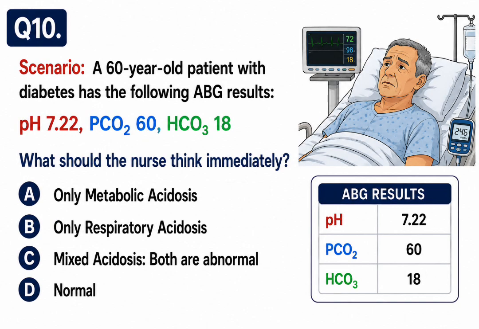Question 10. A 60-year-old patient with diabetes has the following ABG results: pH 7.22, PCO2 60, and HCO3 18. What should the nurse think immediately? A. Only metabolic acidosis. B. Only respiratory acidosis. C. Mixed acidosis. Both are abnormal. D. Normal.